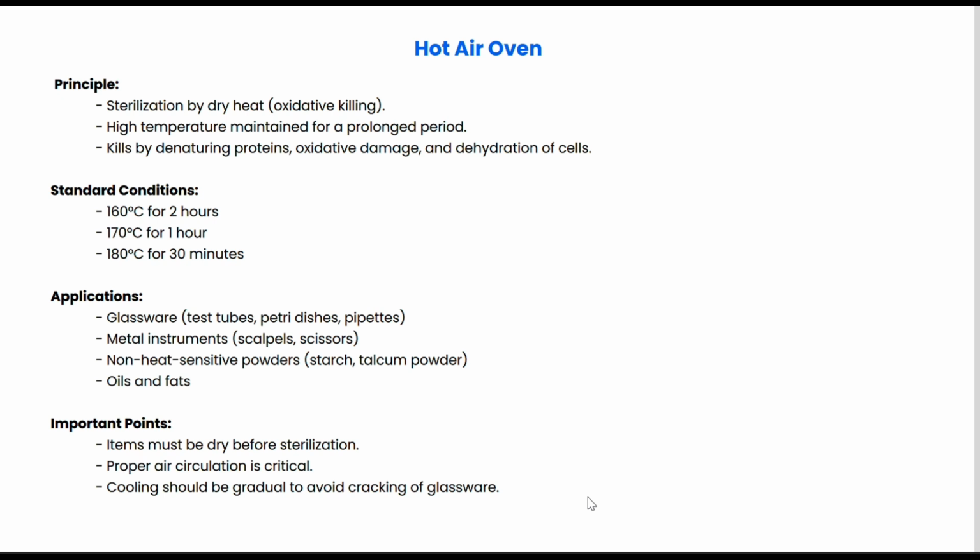It is particularly suitable for sterilizing glassware like test tubes, flasks, petri dishes, metallic surgical instruments like scissors and scalpels, heat stable powders like starch or talcum powder, and fats and oils that cannot be sterilized by moist heat. Some important points while using the hot air oven: make sure all items are completely dry before loading. Moisture can interfere with proper sterilization. Proper air circulation is vital. It ensures even heating throughout the chamber. After sterilization, allow the oven and materials to cool down gradually to avoid sudden thermal shock, which can crack glassware.